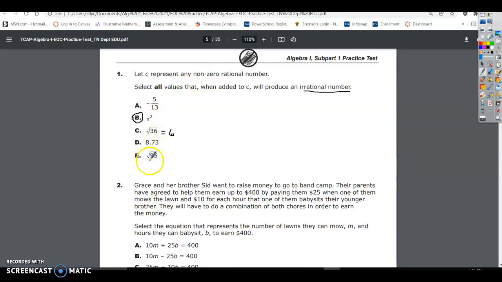All right, square root of 95. Is there a number times itself, like 36 is 6 squared, that gives you 95? There is not. So the square root of 95 is irrational. An irrational number plus a rational number is still irrational. So for number 1, select all values that are irrational would be answers B and E.